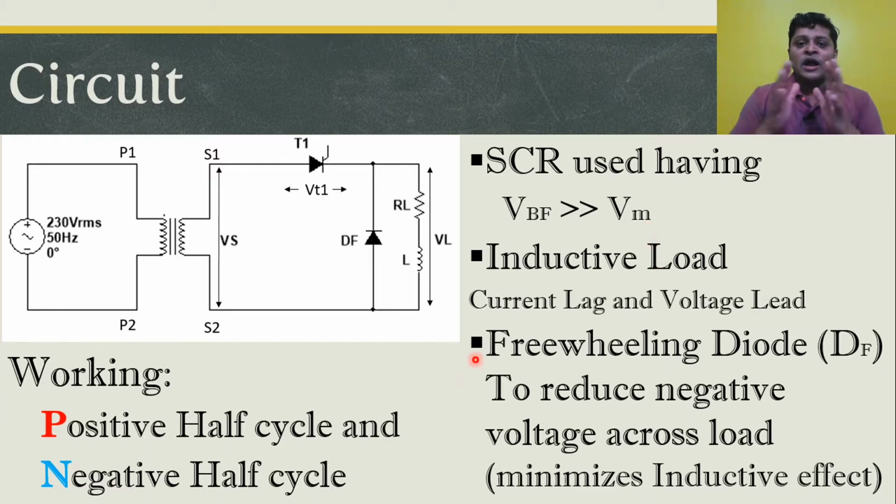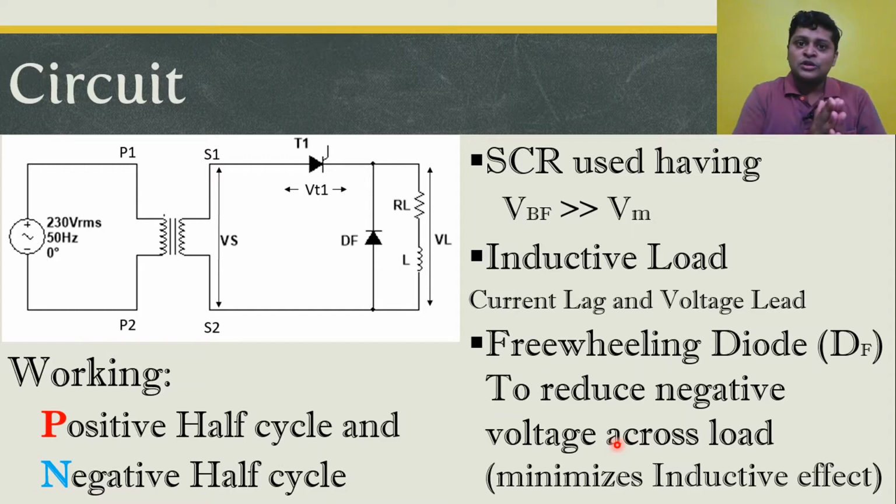Now the idea of adding a freewheeling diode is to reduce the negative voltage that is developed across the load. Now what happens with this particular voltage? As we know, the DC is also known as average. As the SCR is conducting in the positive as well as the negative half cycle, a positive and negative voltage will get developed across the load. If we calculate the average, the negative voltage gets subtracted from the positive voltage, and suddenly the average value across the load decreases.